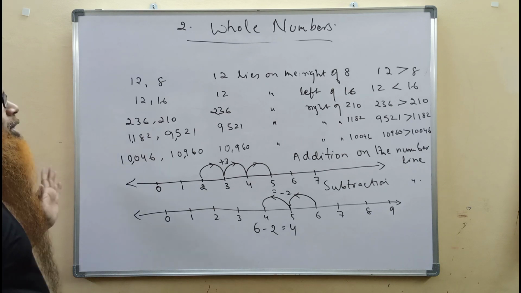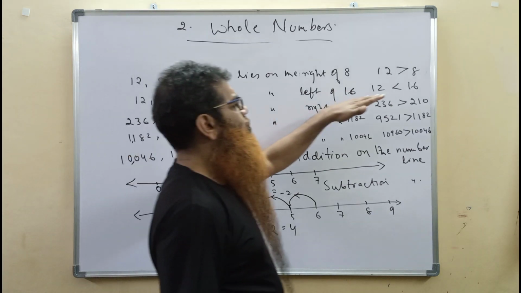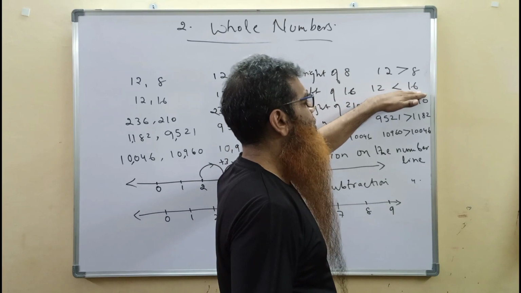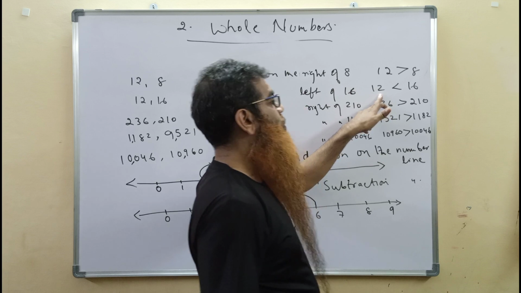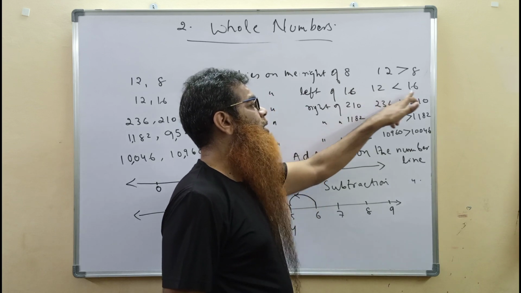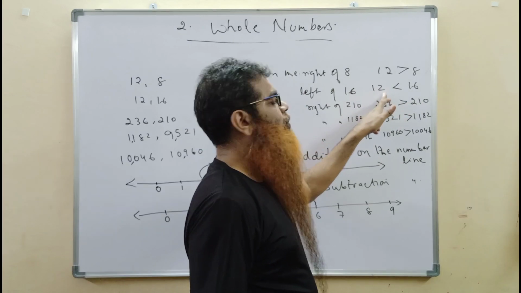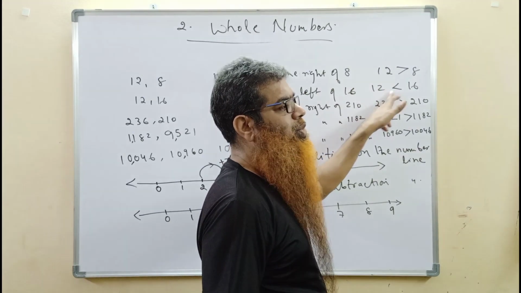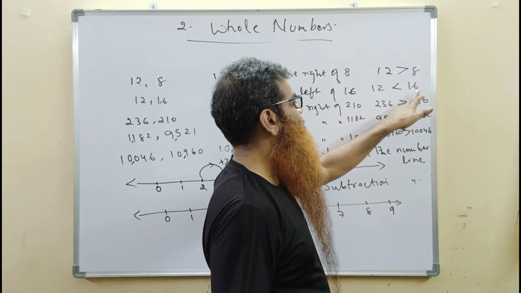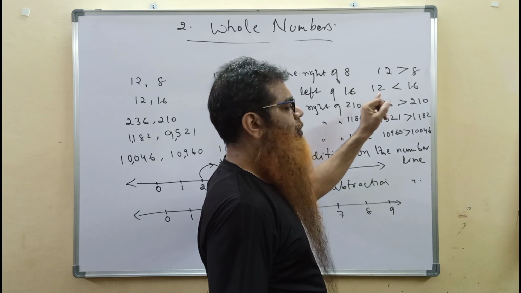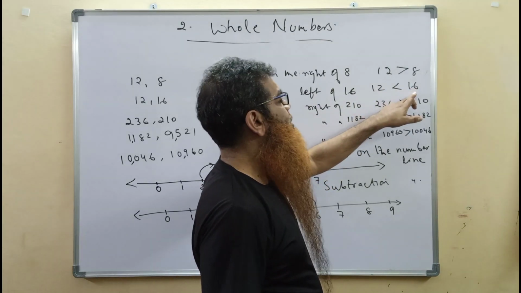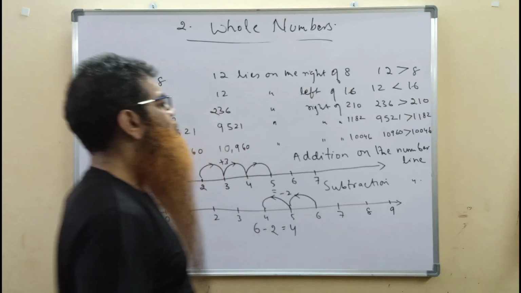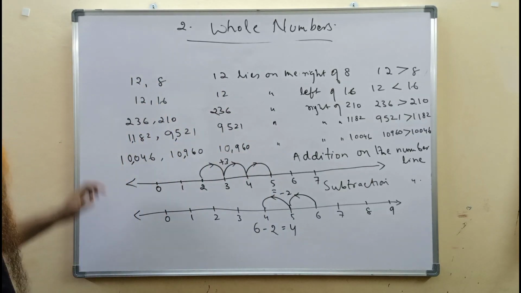12 is a two-digit number as well, 16 is also a two-digit number. 2 here in the units place or ones place, then 6 here. So after 4 numbers after 2 comes 6. After 2: 3, 4, 5 and 6. So 16 is greater than 12. 12 is less than 16.